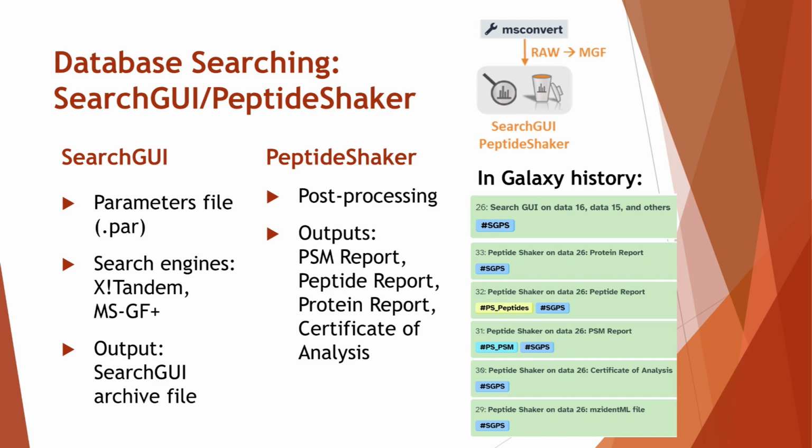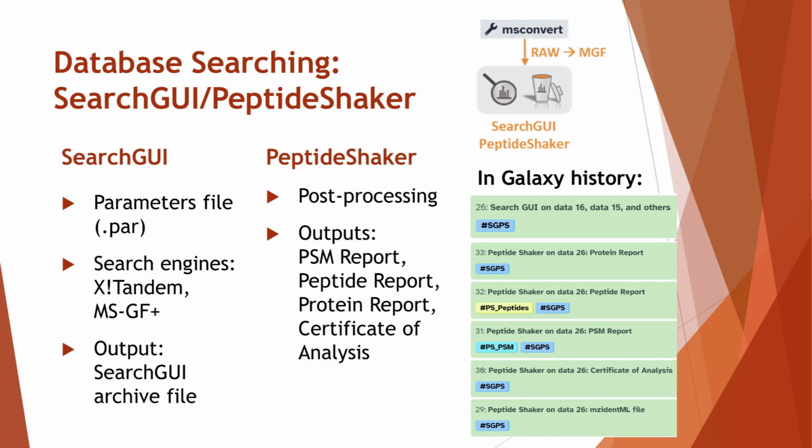The SearchGUI archive file contains peptide spectral matches, or PSMs, and to assess the confidence of these data, we will use PeptideShaker, a post-processing software. PeptideShaker also infers the identities of proteins based on the matched peptide sequences, and users are able to visualize these outputs to interpret results. PeptideShaker will generate various reports that serve different purposes in proteomic data analysis. For tool specifics, please refer to the GTN tutorial page.